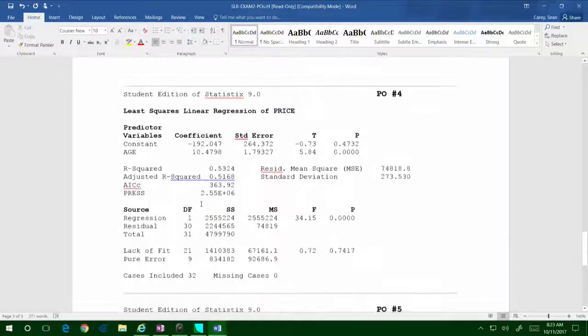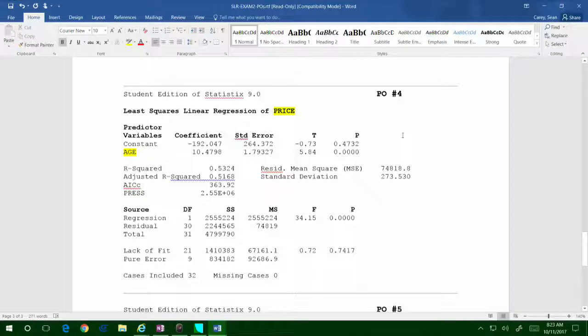And then printout number 4. Now this one's the standard regression printout. Make sure that you only have your one variable in the model. There's your independent variable. There's your dependent variable up here. Price is my dependent variable. Age is my independent variable.